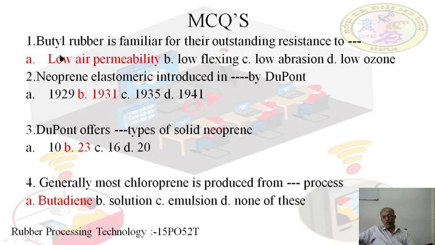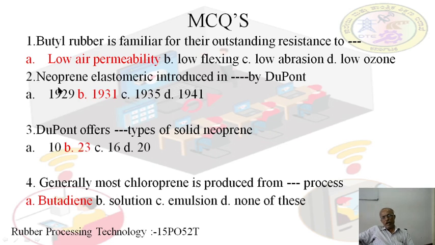Why? Because of this property, butyl rubber has been used in large quantity in tire factories in the production of inner tubes or automotive tubes, because of its low air permeability.